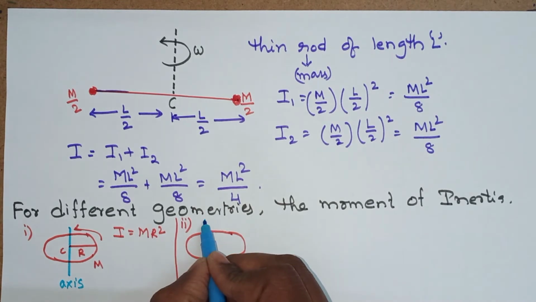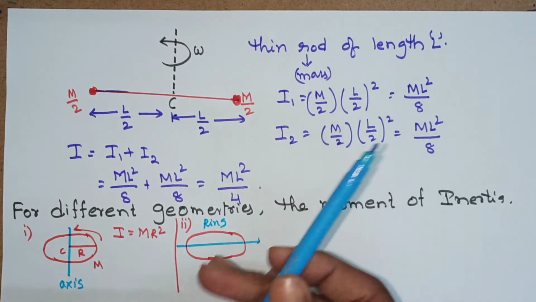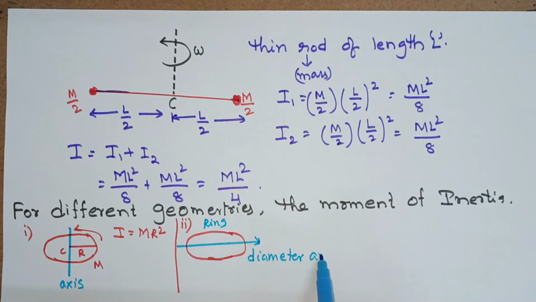Same circular ring, but actually we are changing the axis of rotation, now a diameter axis. Suppose this ring is there, now about this the ring is rotated, not about its center but about the diameter axis. This axis is called the diameter axis. Now what is the moment of inertia? Moment of inertia is equal to m r square by 2. This is the second one.